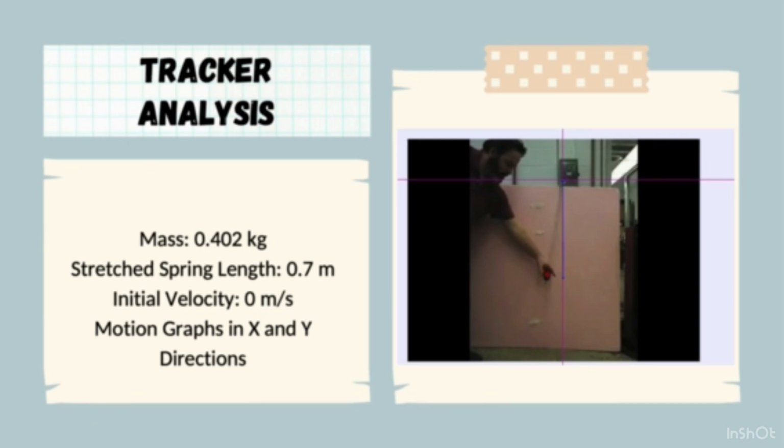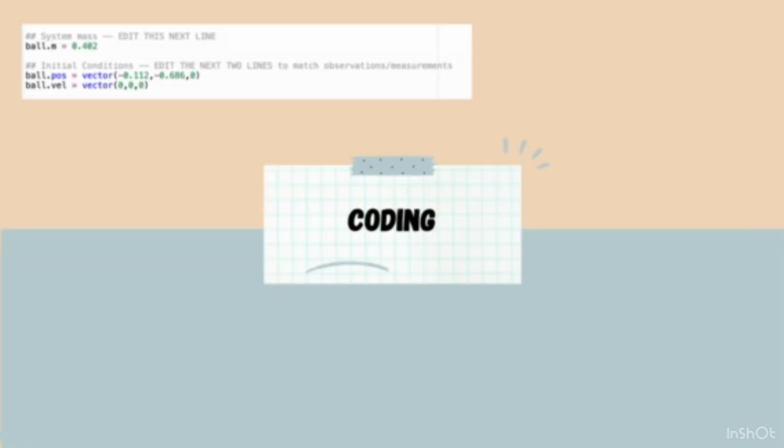So this video right here shows the mass, the tracker data showing the observed motion. The object had a mass of 0.402 and a stretched spring length of 0.7, and it was dropped from rest with an initial velocity of 0 meters per second. So now we can move on to coding.